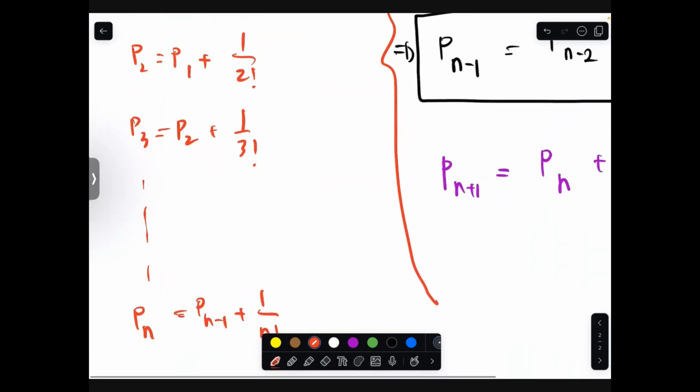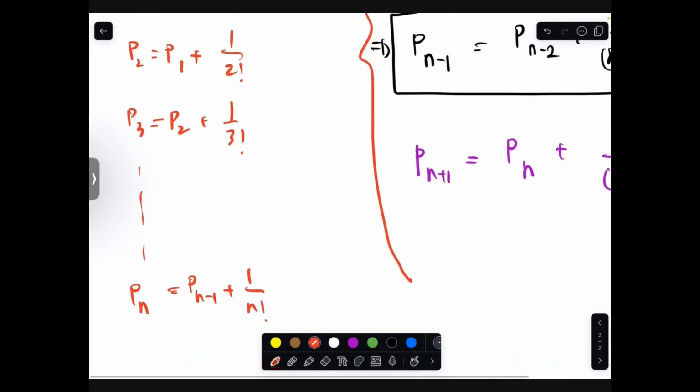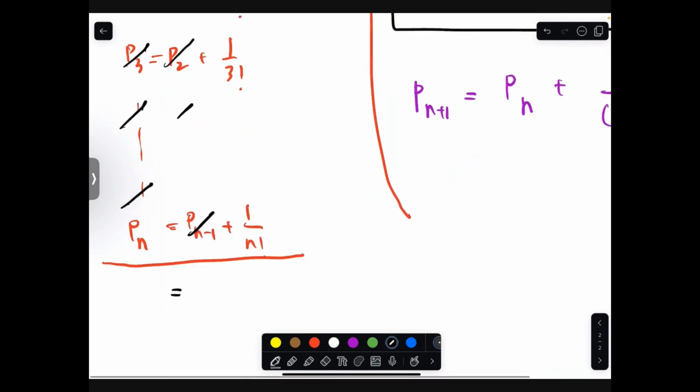So if you observe this very carefully, you will see that if you add this up, the terms on the left hand side, P2, P3, all of these get cancelled with the right hand side. So you will be left with it.